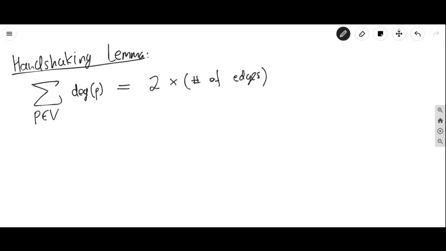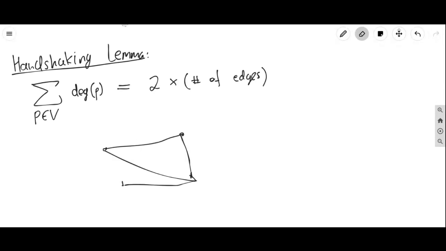If you have a bunch of vertices and then you have connections between some of them, let's say something like this. This represents that this person only shook that person's hand. This person shook both of these people's hands. This person shook everyone's hand.